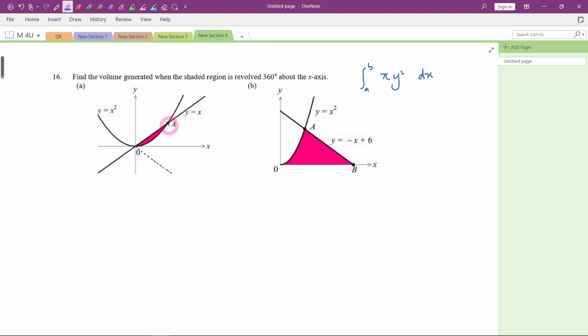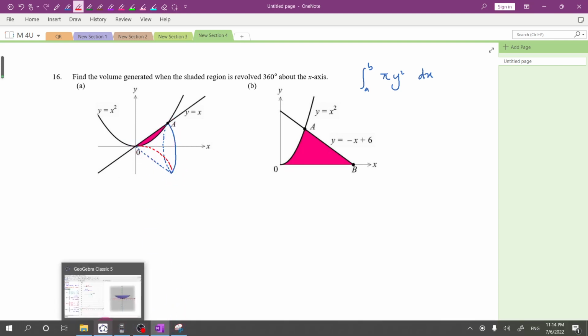When the straight line is rotated 360 degrees about the x-axis, you will form a cone like this. When the curve is rotated 360 degrees, it forms another solid, right? So we need to take the volume of the cone minus the volume of the solid inside. Okay, let me show this one.